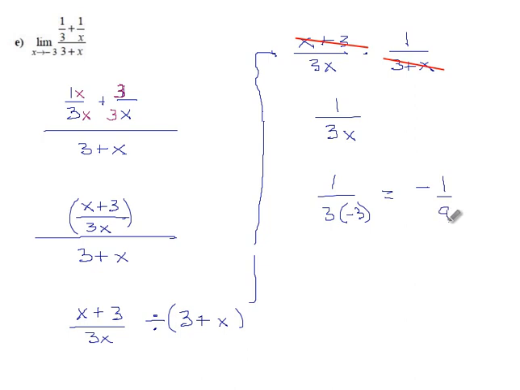Minus 1/9. So what this one shows us is that the conjugate and factoring are not the only tricks. Sometimes we have to use other things we know about simplification or combining fractions to get a limit to behave.